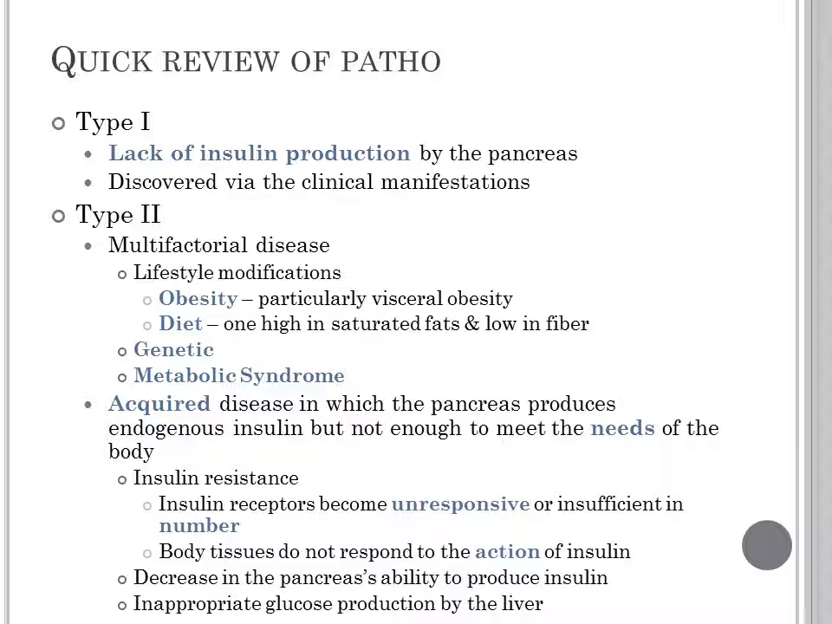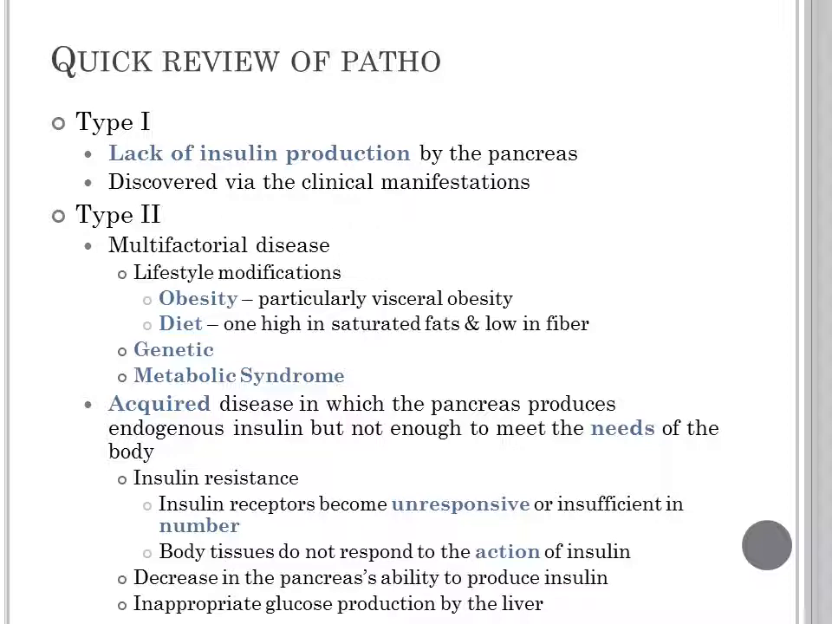And the last one is age. The older you get, the body wears out and the pancreas doesn't work quite as well as it used to. So type 2 is definitely an acquired disease, in which the pancreas usually continues to produce endogenous insulin, but not enough to sufficiently control the needs of the body.